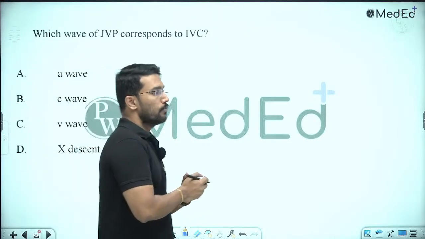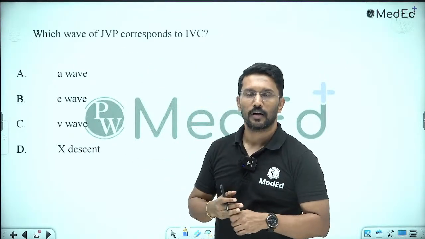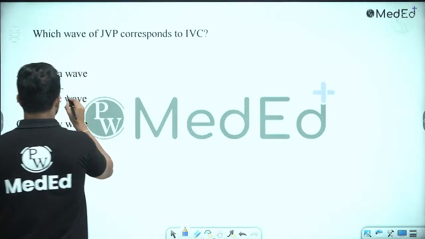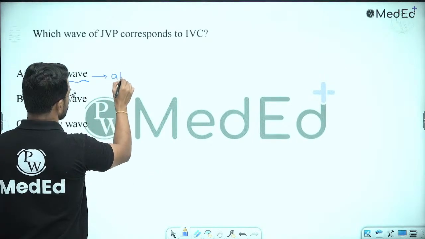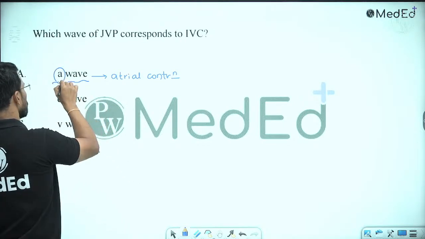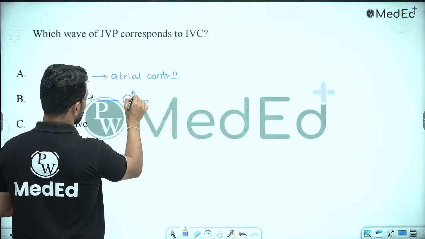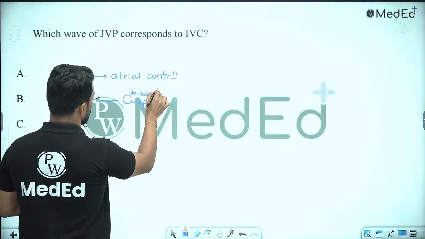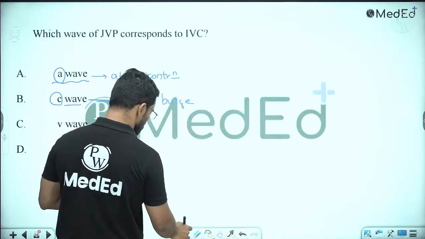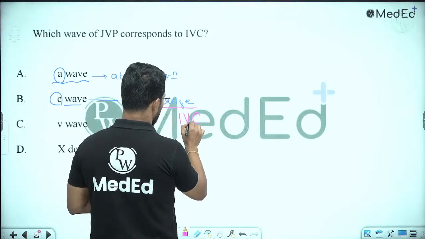Okay. Now moving on to the next question. Which wave of JVP corresponds to IVC? What is IVC here? IVC stands for the isovolumetric contraction phase of the systole, right? Now JVP, we know the A wave is due to atrial contraction, so it's easy to remember, A for A. The C wave is due to cusp bulge, that means the tricuspid valve's cusp bulging into the right atrium, right? And this is the event which happens during the isovolumetric contraction phase.